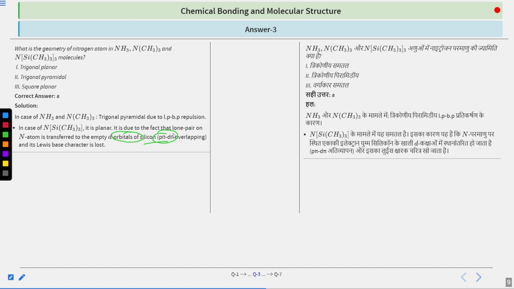Clear? Okay. Now that will result in one less steric number, and hence it will not be triangular pyramidal anymore. Instead, it will be triangular planar. Okay. Now moving on to the next question. So this is basically our thing. So we are triangular pyramidal and this is triangular planar almost.